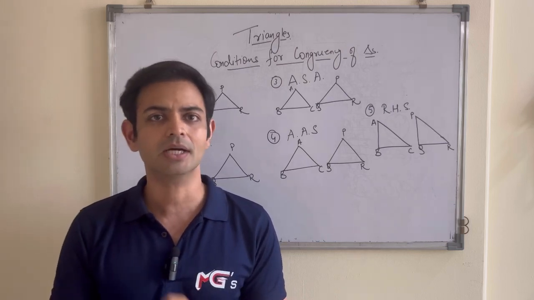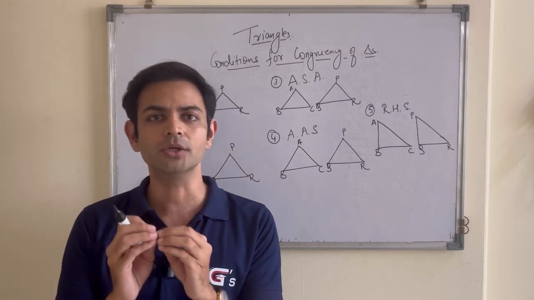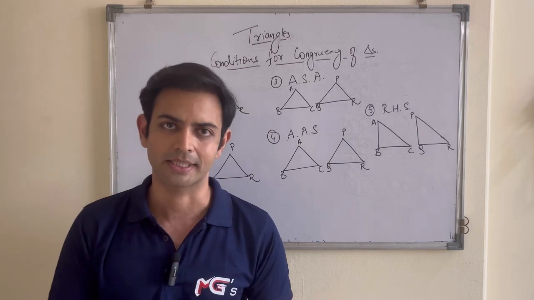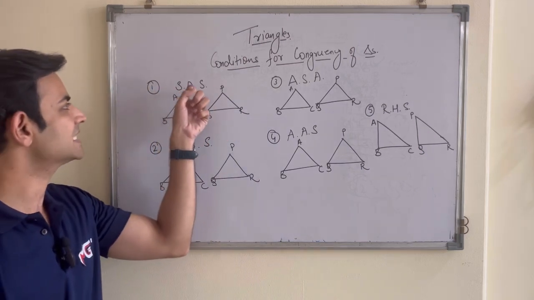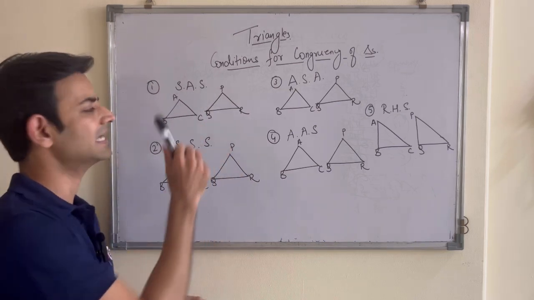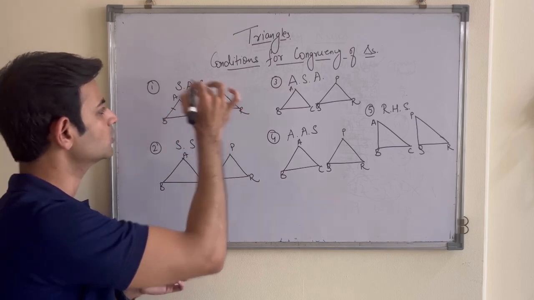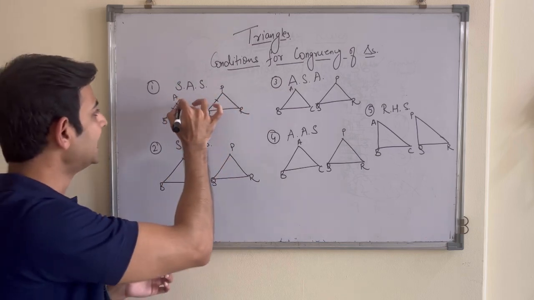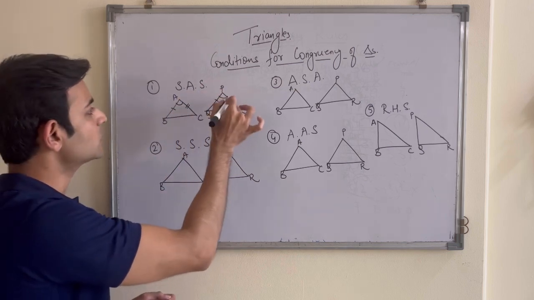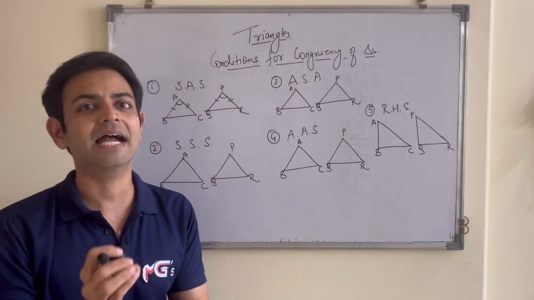As we discussed earlier, a triangle has 6 features, so 3 angles and 3 sides. Out of these 6, we will use 3 of them to prove the triangles to be congruent. The first one is side angle side. In side angle side, we have two triangles ABC and PQR. For example, if AB is equal to PQ, angle A is equal to angle P, and AC is equal to PR, in this case I can apply side angle side.